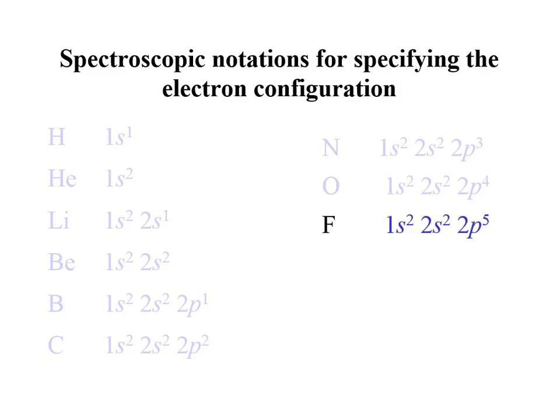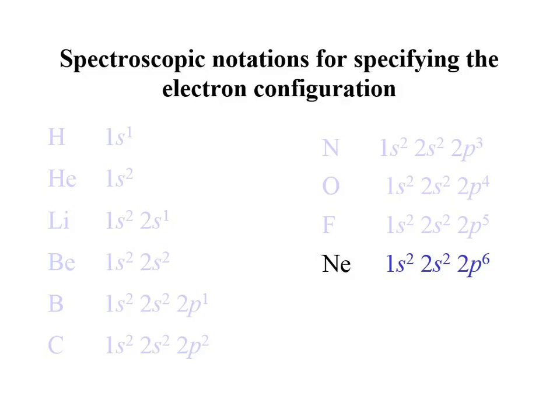And fluorine, 1s2, 2s2, 2p5. And then to finish it off, we get to our rare gas at period 2, and that's neon: 1s2, 2s2, 2p6. Any questions about that?